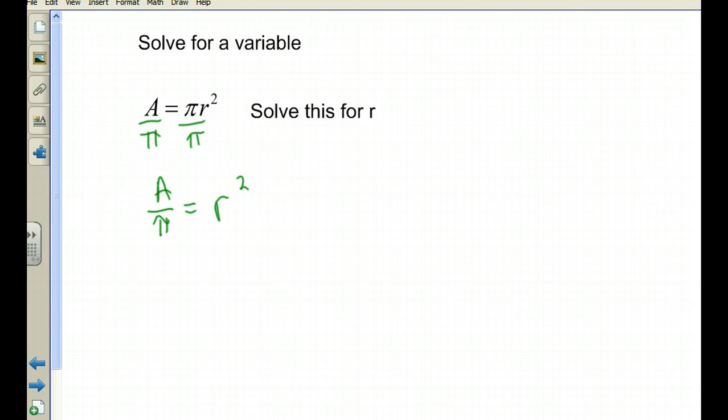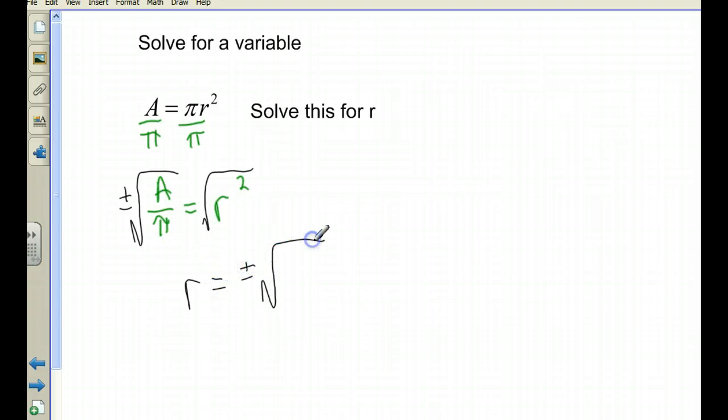Well, to solve this for r, we have to do one more step. We have to take the square root of both sides. Now, when you take the square root of both sides, what do you have to remember to do? Plus or minus on one side. I want this to be r, so I'm going to put plus or minus here. Because the square root of this is just r, I get r equals plus or minus the square root of A divided by pi, the area divided by pi.